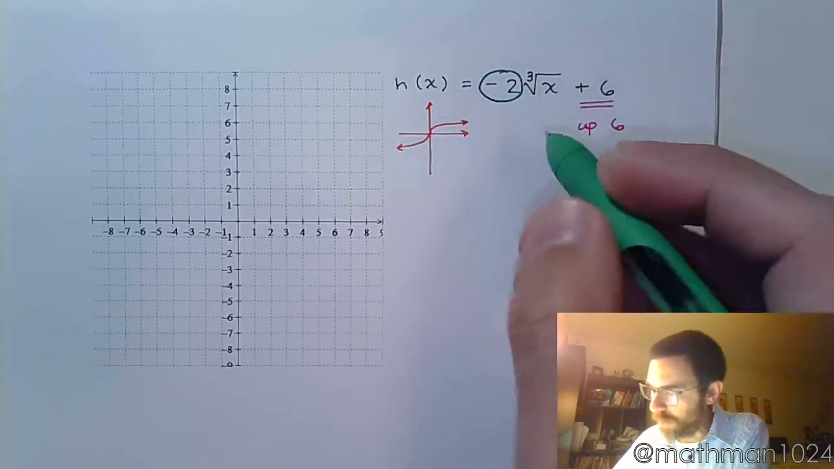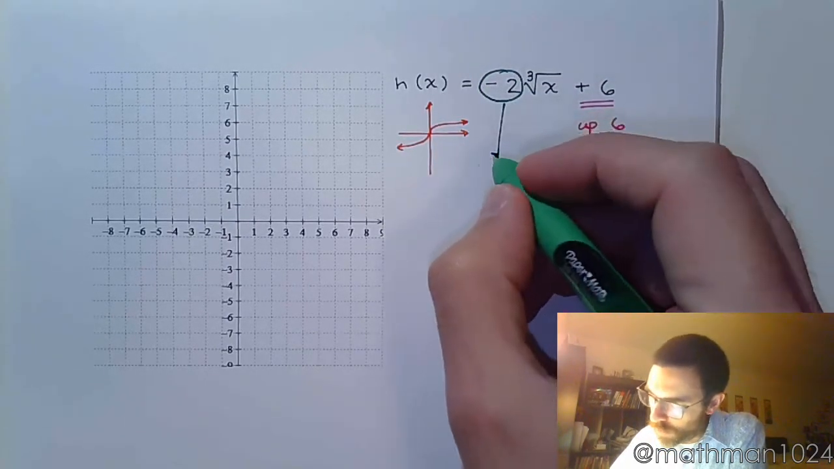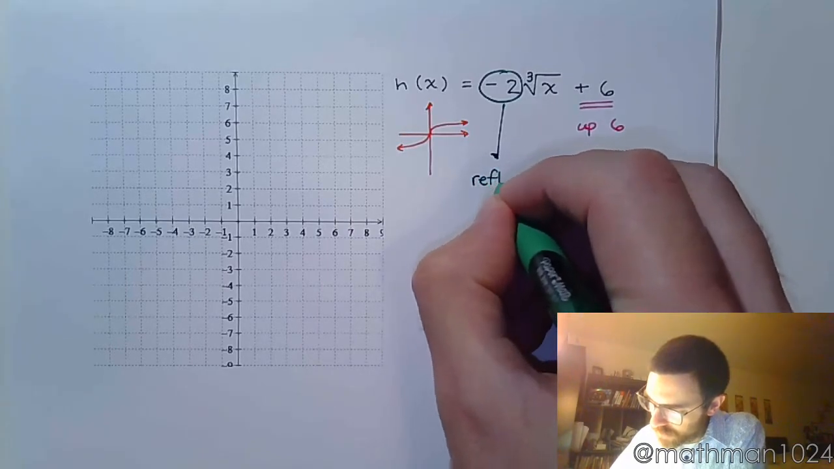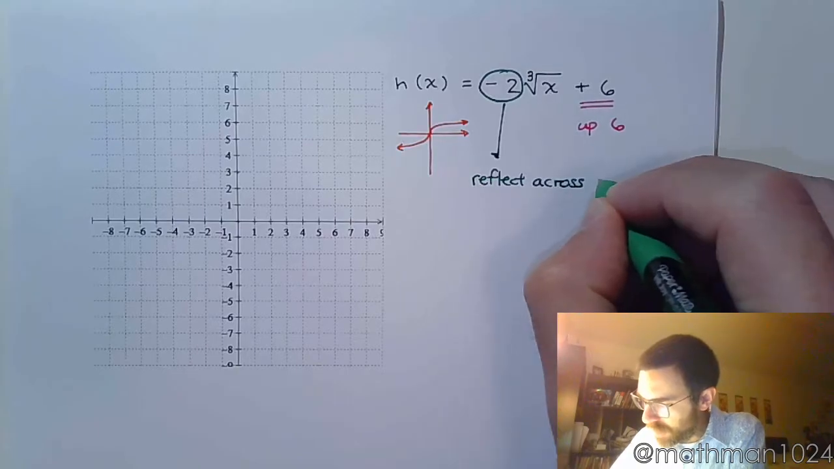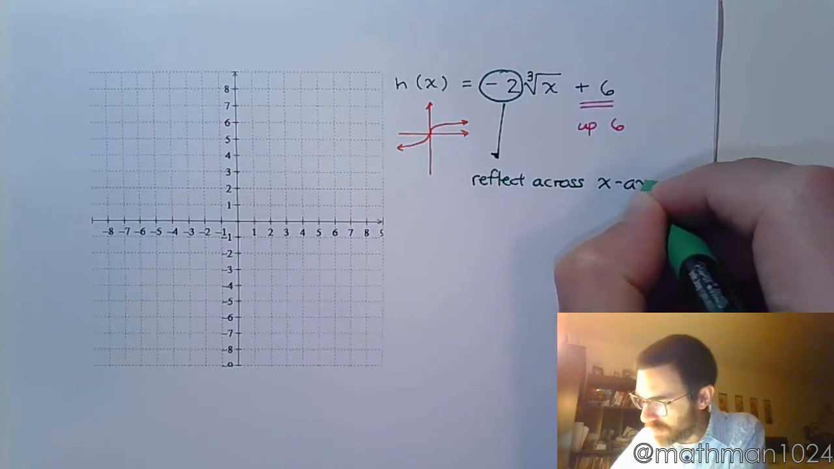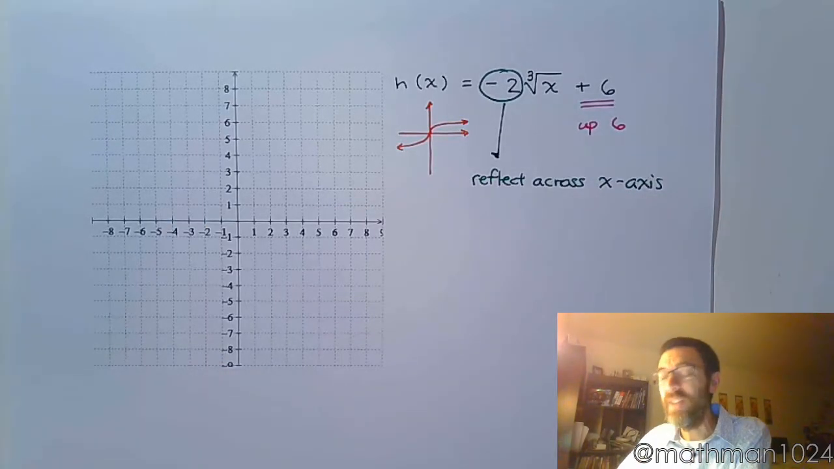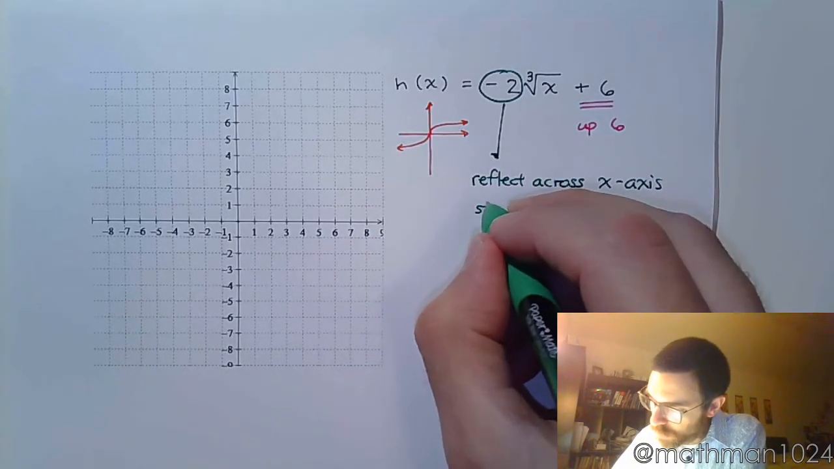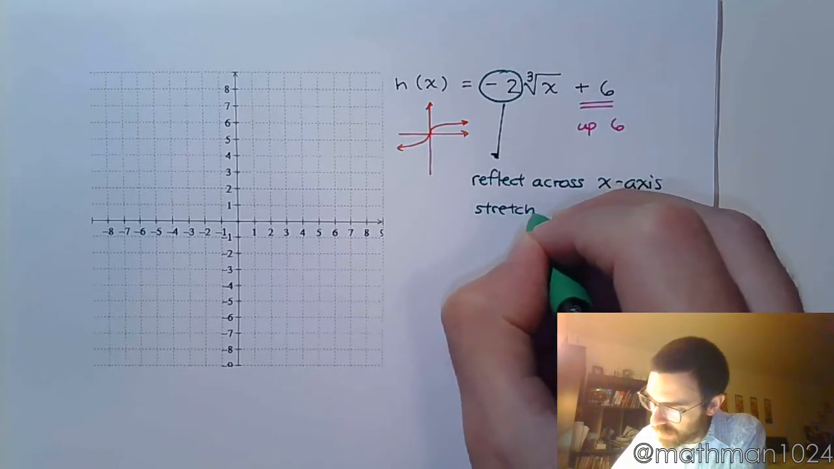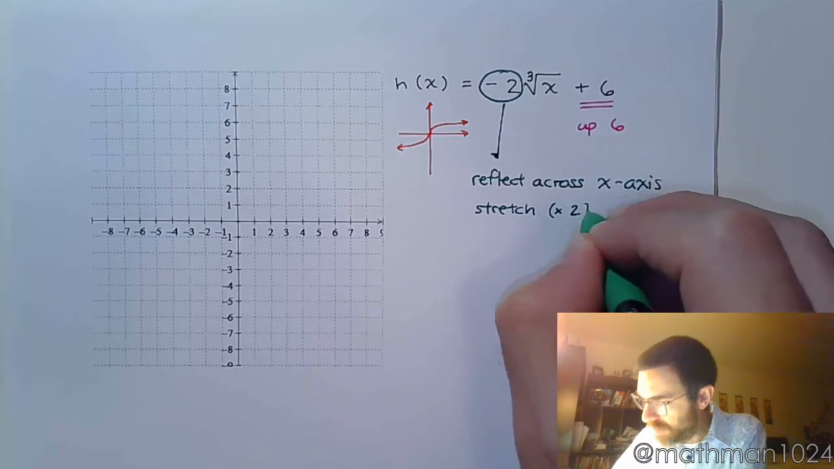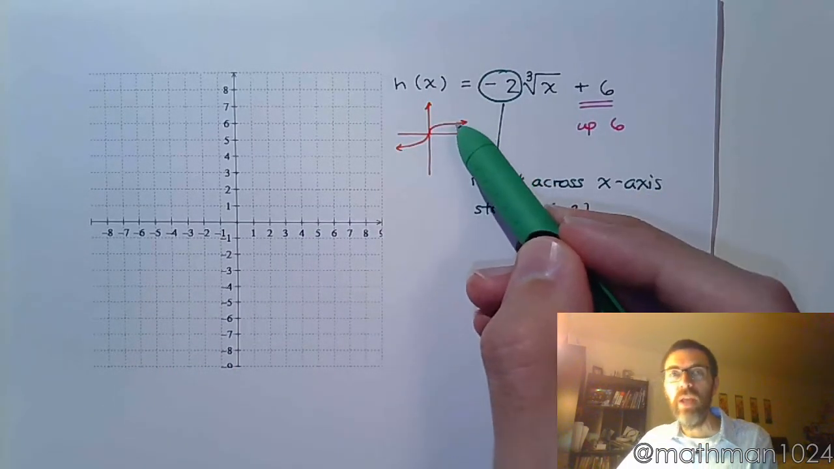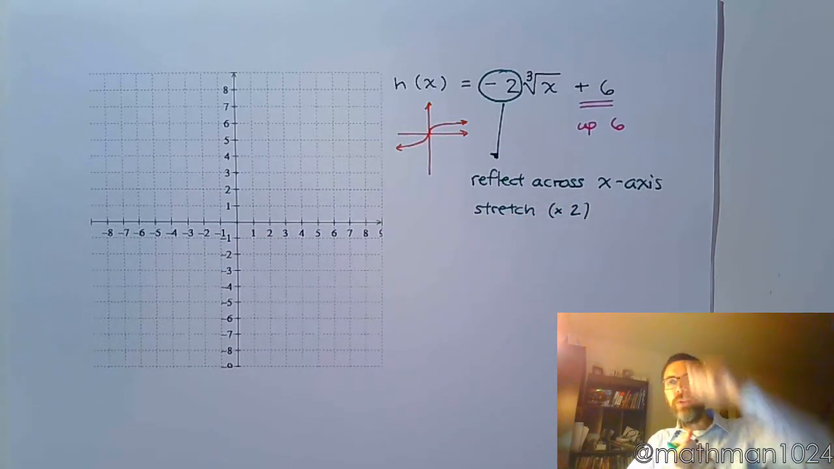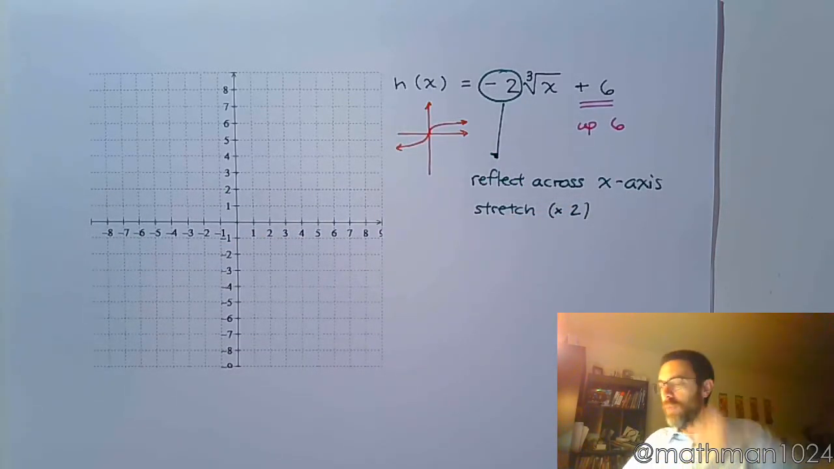So we've got a couple of things going on here. One of these is a reflection. So we're going to be reflecting across the x-axis, and that's because of the negative. And the 2 means that we're going to have a stretch, so stretch by a factor of 2. So all of these key points that we would have had for our original cube root are now going to be stretched and doubled, so it's going to stretch it out vertically. Okay?